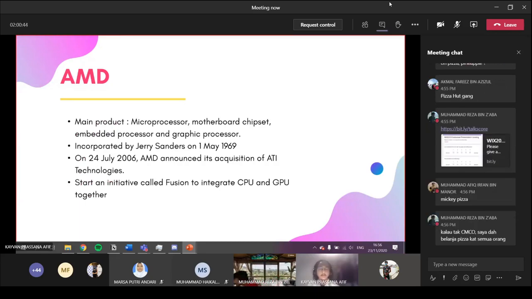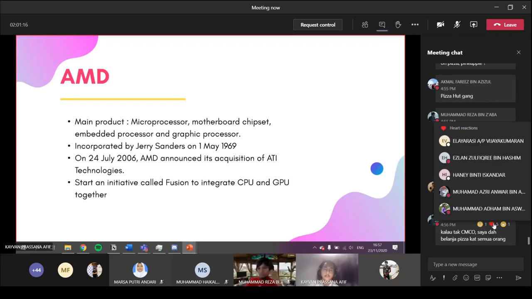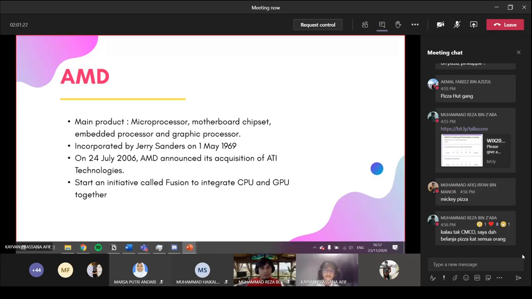Who is AMD? AMD, or Advanced Micro Devices Incorporated, is a semiconductor company that develops computers, microprocessors, and related technology to support business and even the consumer market. Mainly, its products are microprocessors, motherboard chipsets, embedded processors, and graphics processors. It was incorporated by Jerry Sanders, from Fairchild Semiconductor Industry, on 1st May 1969, along with seven other colleagues, also from Fairchild Semiconductor Industry.